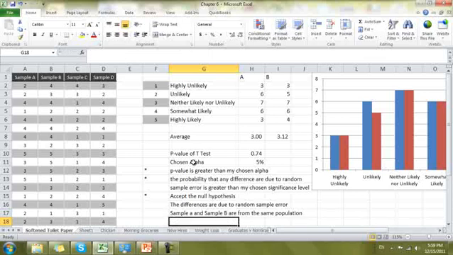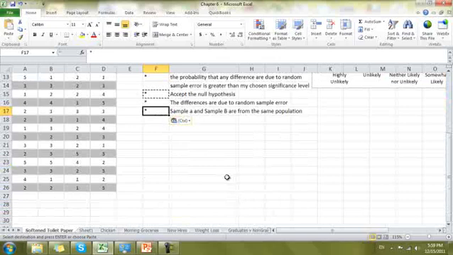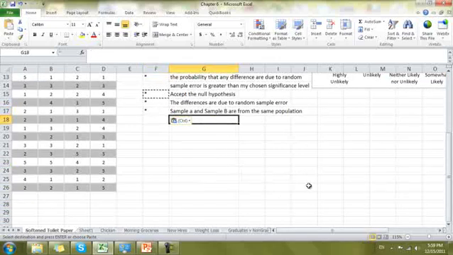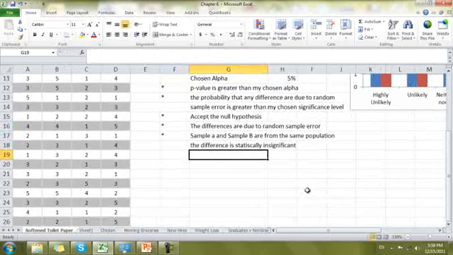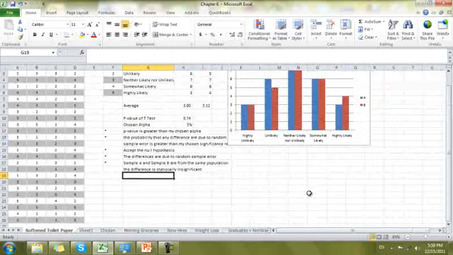And all of this is good and fun. We're talking like nice little statisticians here. We've talked about the null hypothesis. We talked about random sampling errors. We talked about sample A and sample B being from the same population. We could also say the difference is statistically insignificant. Okay. We'll make this a little bit smaller. And finally, what's the key point?